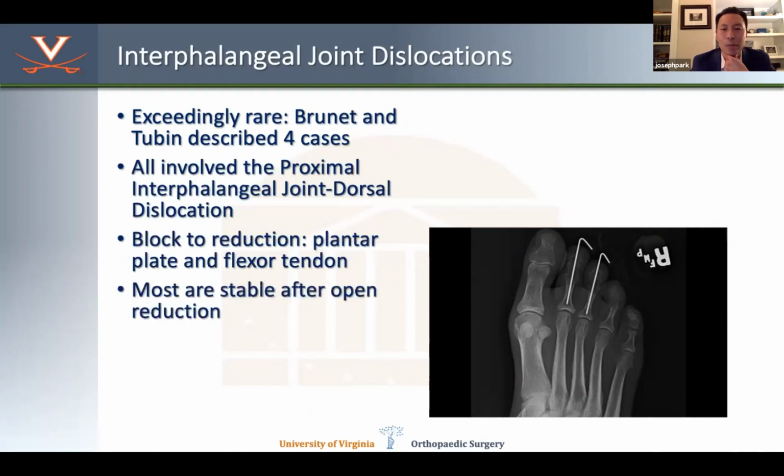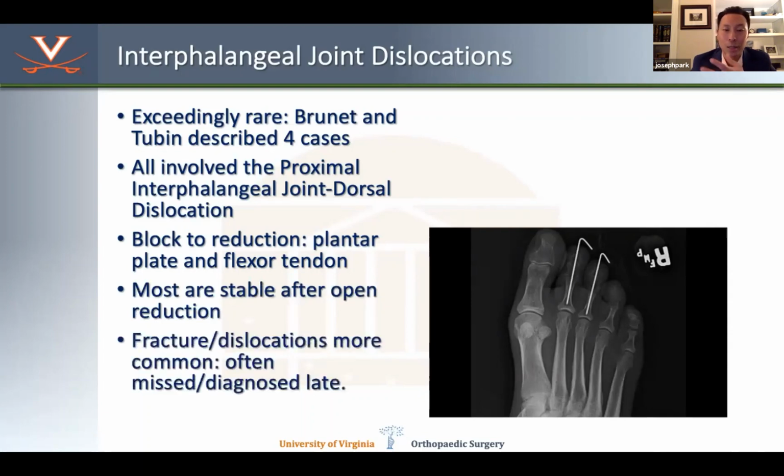And most are stable after open reduction, but they're challenging to reduce. I think the finger is very different. I think often, in our basketball players, we'll pull them and reduce them and tape them and let them go back in. I don't think toe dislocations are quite the same. I do think that fracture dislocations are way more common than what's in the literature.